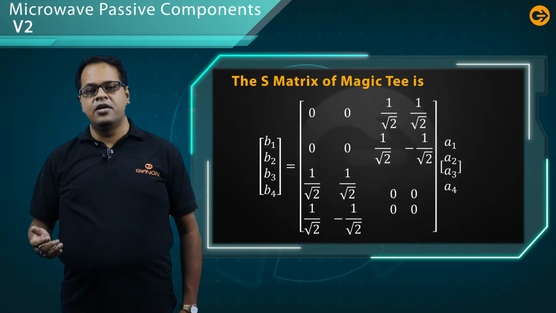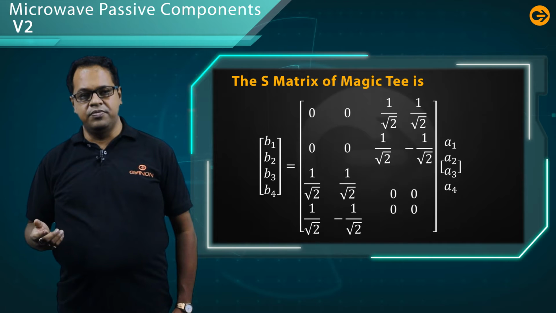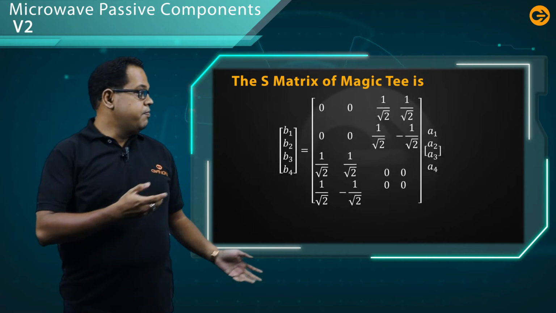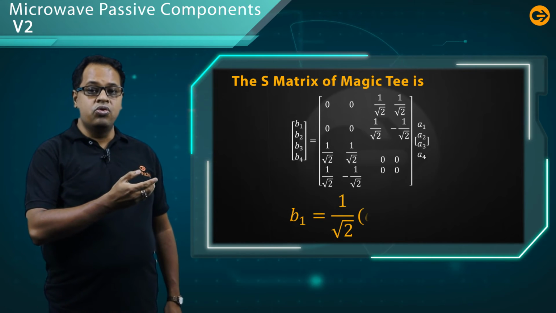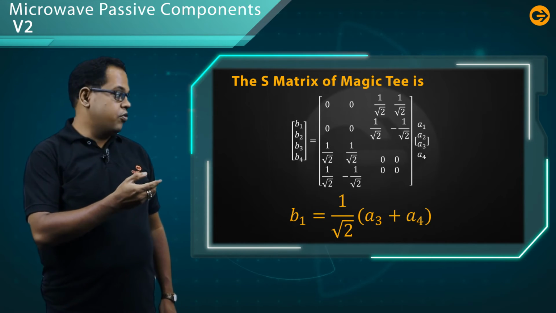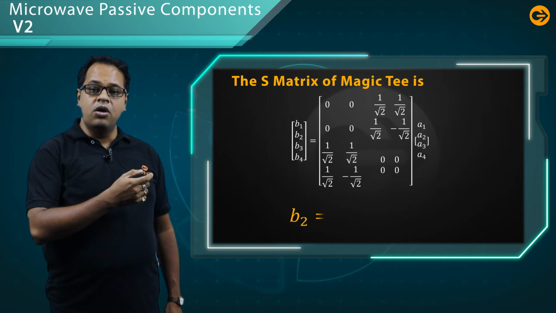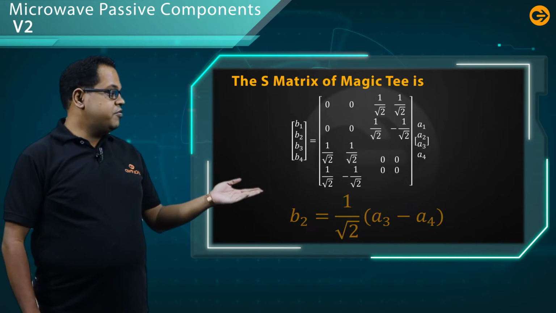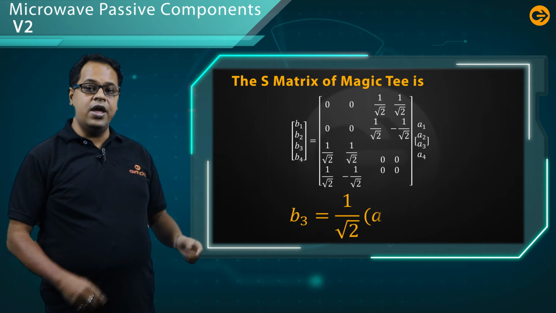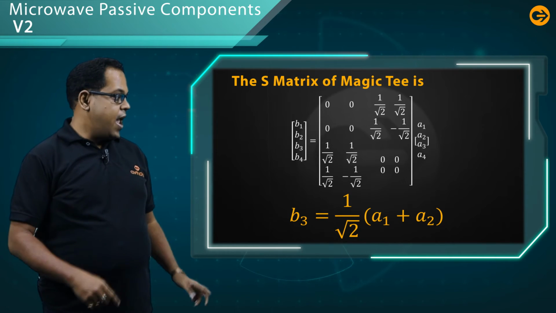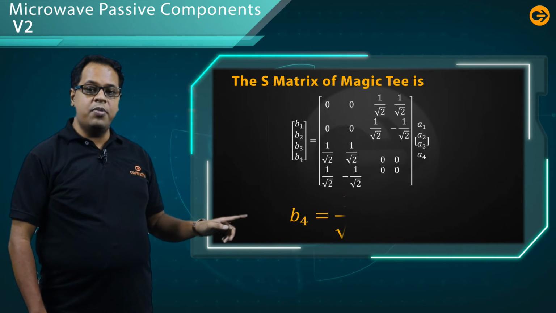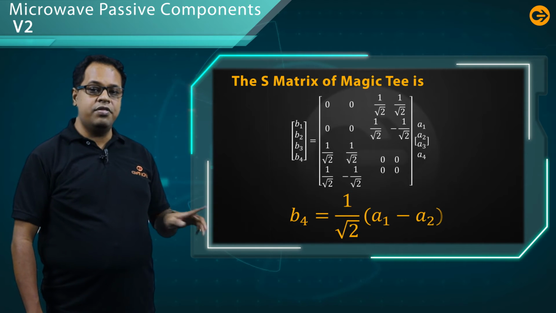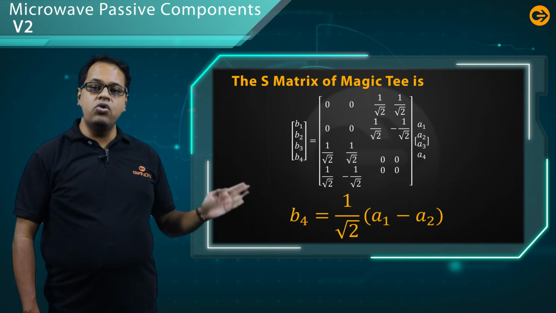Let us simplify the matrix of the Magic T. In this case, B1 will be 1 by root 2 into (A3 plus A4). B2 will be 1 by root 2 (A3 minus A4). B3 will be 1 by root 2 (A1 plus A2) and B4 will be 1 by root 2 (A1 minus A2). Now there are two cases.